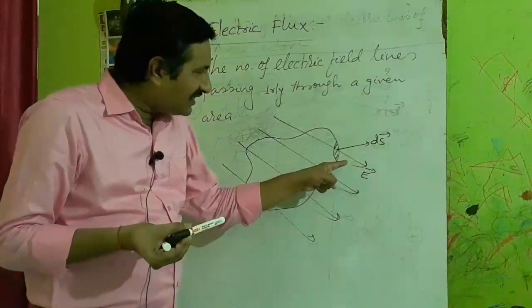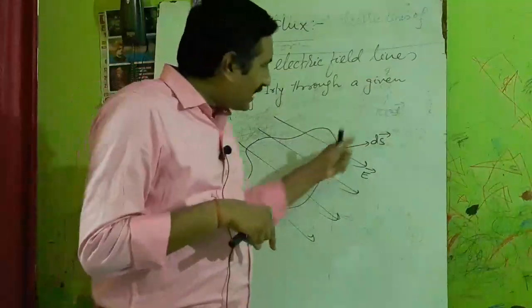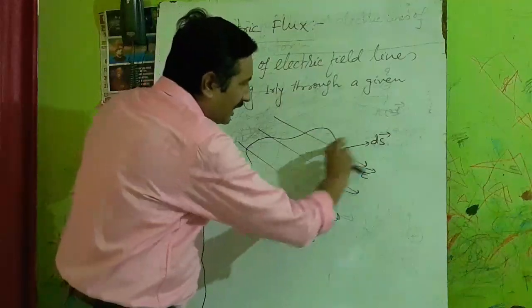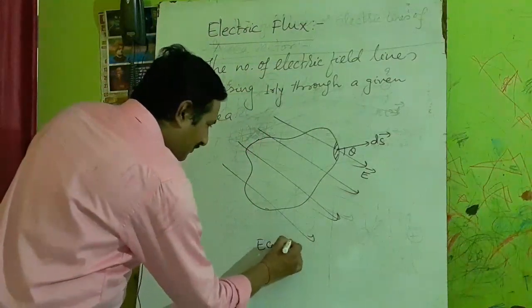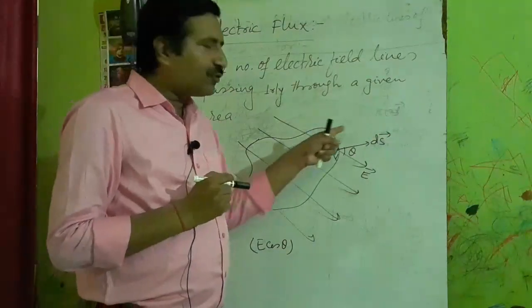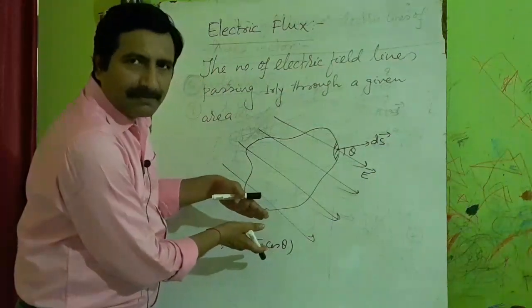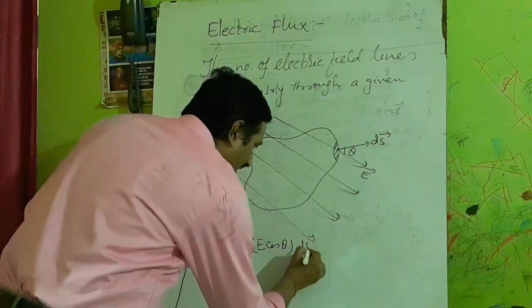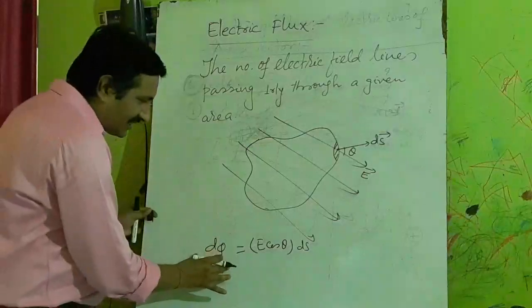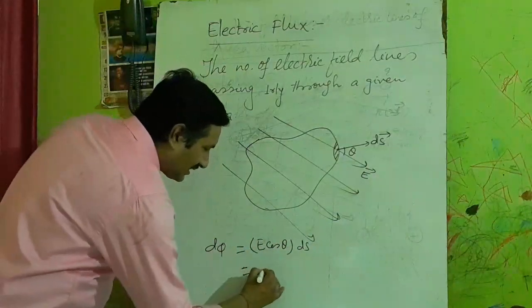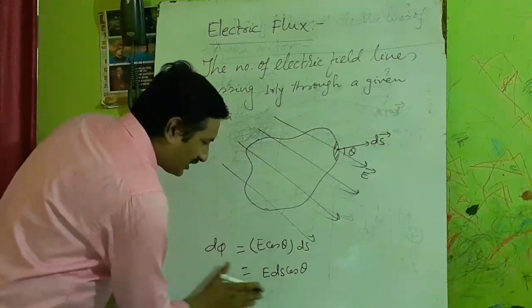So E is the number of field lines per unit area passing along this direction. So number of field lines passing perpendicular to the given area will be component of E along the area vector. That is, if this is theta, E cos theta will be the component of E perpendicular to area. So this is the electric field intensity perpendicular to the area. If you will multiply it by area ds, you will get electric flux d phi. This is electric flux. So electric flux is defined as E cos theta into ds, means you can write it E ds cos theta. E is a vector quantity, area is also treated as a vector quantity.